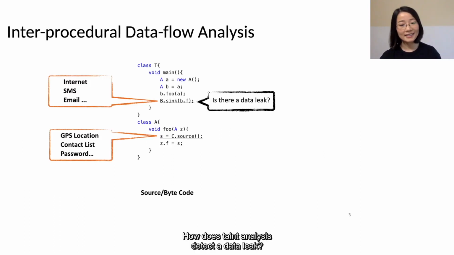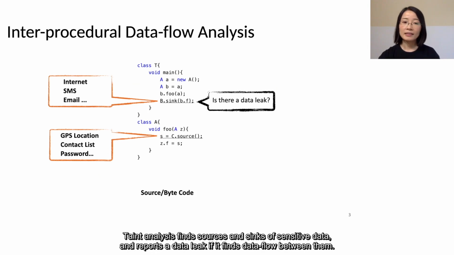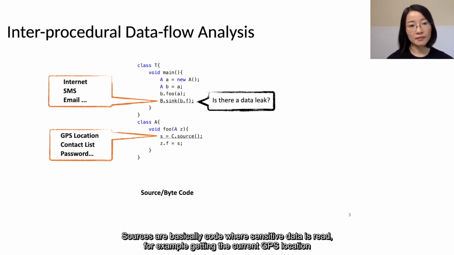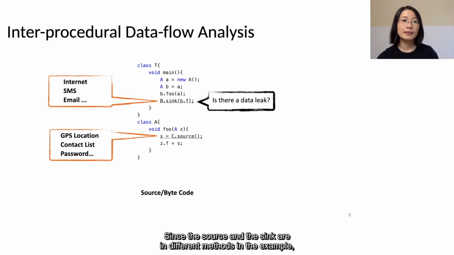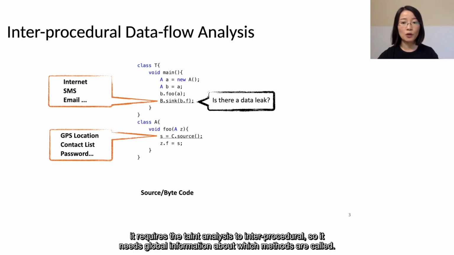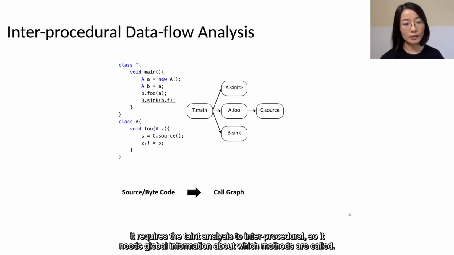How does taint analysis detect a data leak? Taint analysis finds sources and sinks of sensitive data and reports a data leak if it finds a data flow between them. Sources are basically code where sensitive data is read, for example, getting the current GPS location. Sinks are code that communicates the data, for example, sending an SMS. Since the source and the sink are in different methods in this example, it requires the taint analysis to be inter-procedural, so it needs global information about which methods are called.